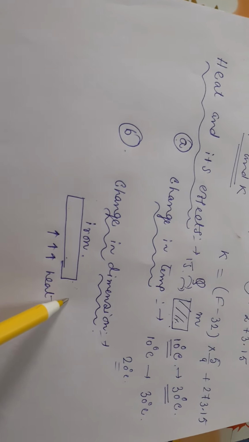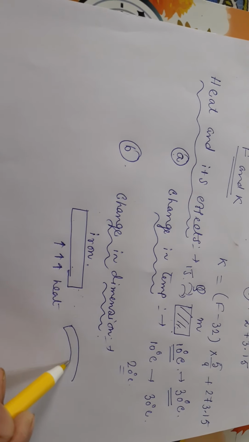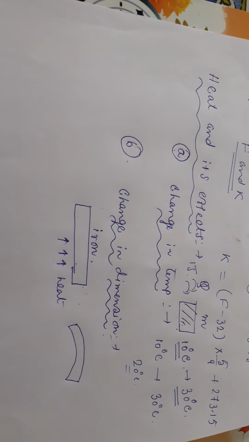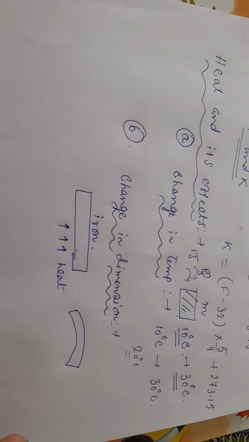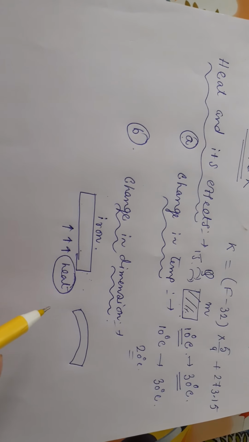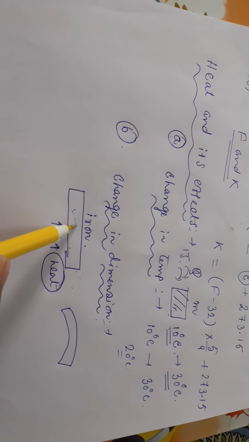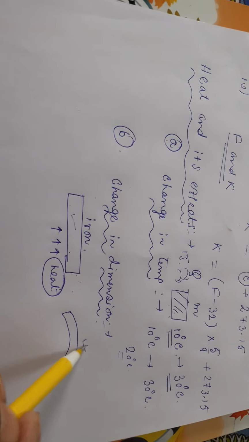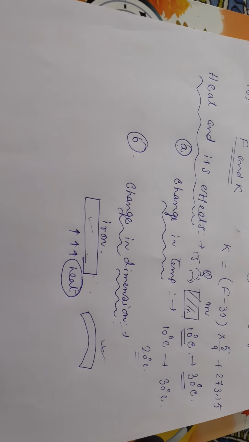It can increase in length, it can bend also. Suppose this type of shape can also be achieved after application of heat, or the length of this iron rod can also increase. So this is because of the application of heat here. Heat is changing the dimension of the body. The original dimension is this one initially, and the final dimension is this one after application of the heat. So heat can do this type of effect also.